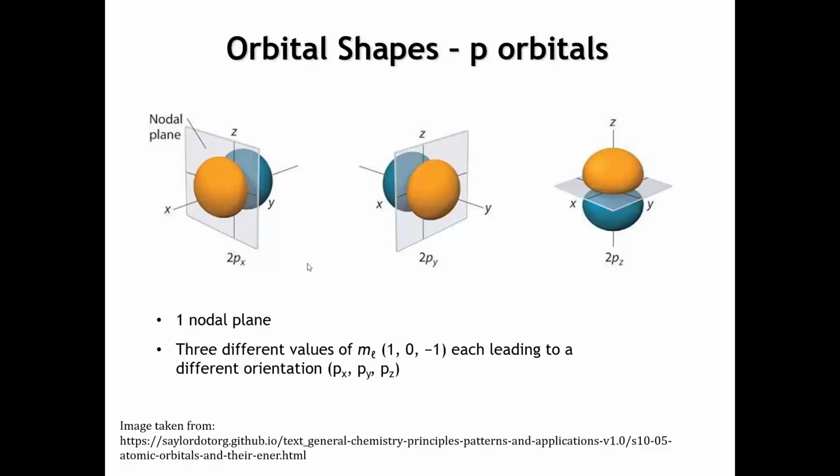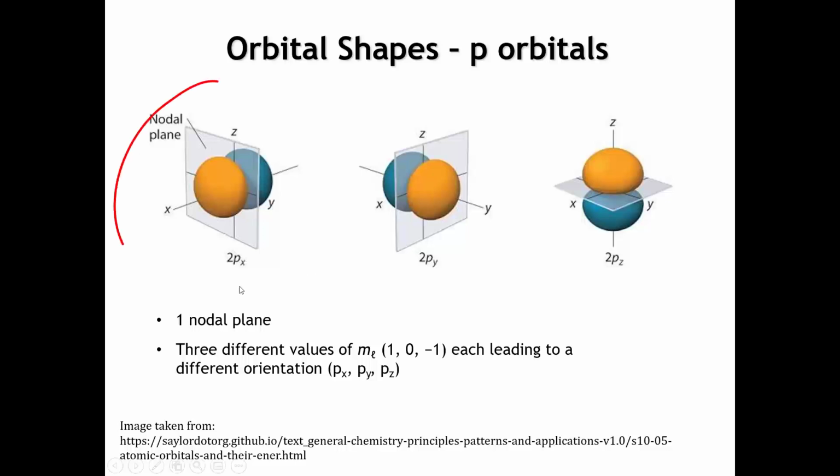Now, as you probably know, for each principal quantum number, there are 3 different kinds of p orbitals, each with a different value of the magnetic quantum number m sub L, which can take values anywhere from L, which is 1, to minus L, which is minus 1. So we have magnetic quantum numbers of 1, 0, and minus 1. Each of these orbitals then is the same shape, but a different orientation.